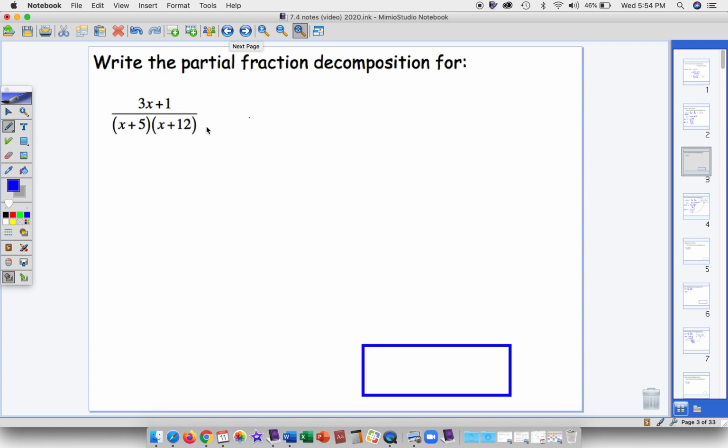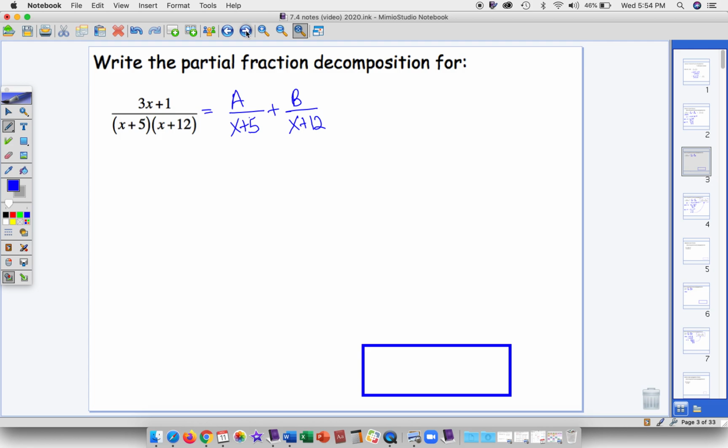I'd like you to try this example. So pause the video, set it up. I'll help you get started. Again, you're going to have a constant over each factor. Multiply through by the common denominator. Choose values of x that will make each variable drop out. Solve for the variables, come back and substitute in. Okay, so go ahead and give that a shot. Pause the video and then come back when you're done.